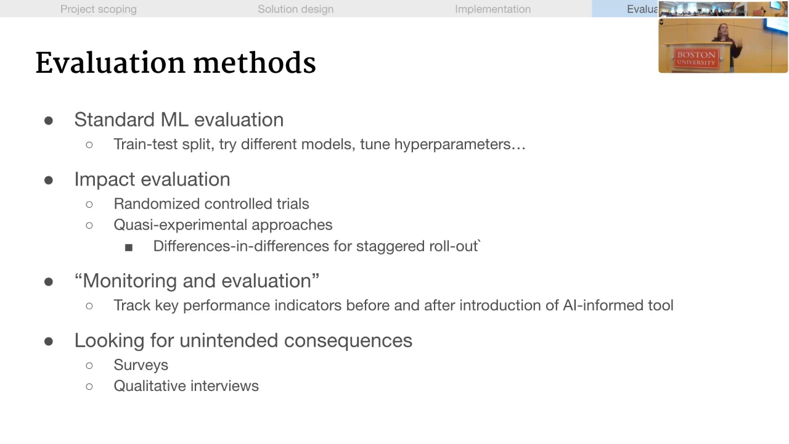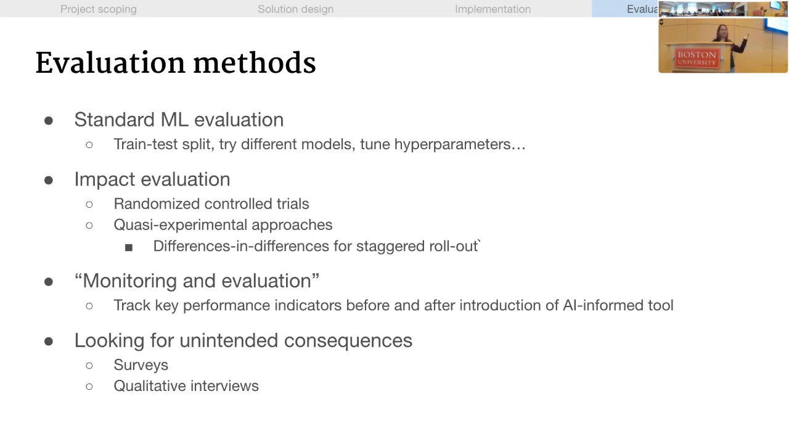Beyond that, in terms of evaluating impacts, there's increasing work on doing impact evaluation of these types of AI-infused solutions. The gold standard, at least in economics, in my field, for impact evaluation is randomized controlled trials. But as we roll out these AI-infused systems, there's also a lot of scope for quasi-experimental approaches to impact evaluation, like differences models, as we roll out these approaches in different places.